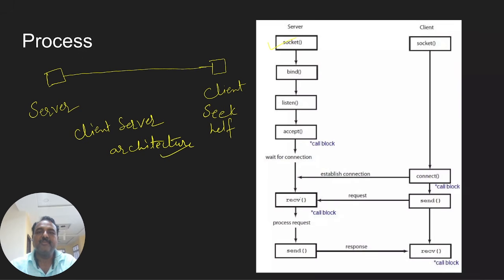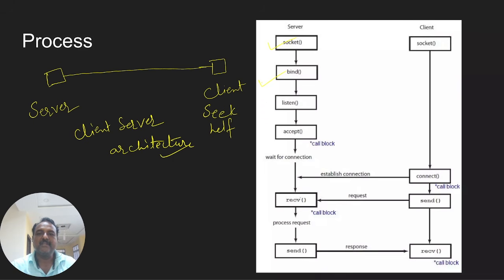Then coming to the bind method. This bind method assigns your IP address onto the socket. We are creating an object, and after creating the object, we assign an IP address onto the socket so that other computers outside can interact with your computer.